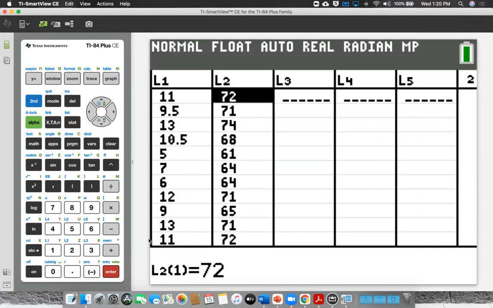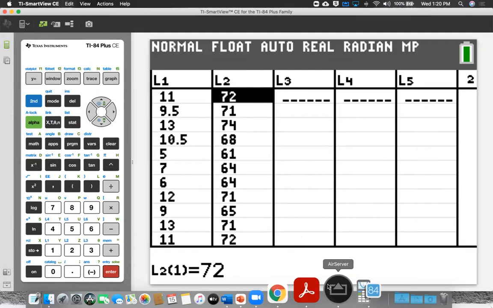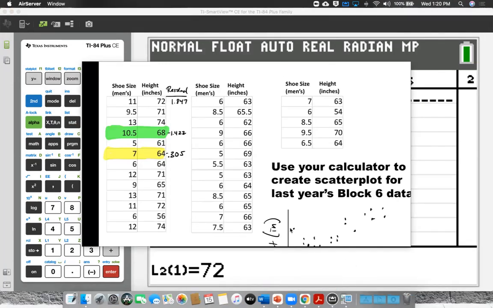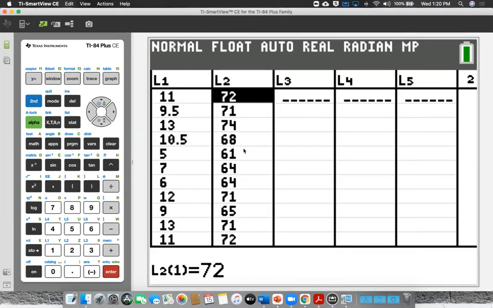So how do we do it all in one swoop? Well, we're going to go to list 3. You kind of saw on my list, I was making another list, right? On my notes, I was making a 3rd list for residuals. I'm going to do exactly that, but I'm going to have the calculator do the heavy lifting. So I need a 3rd list.